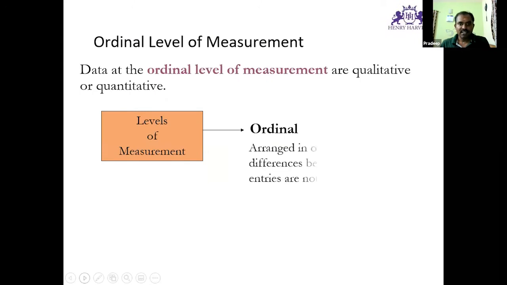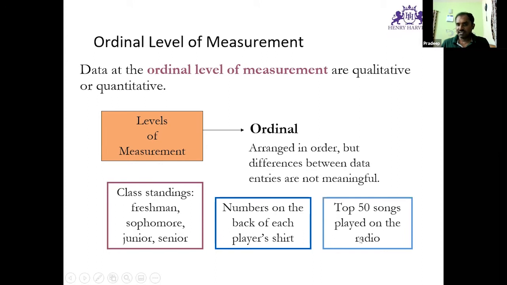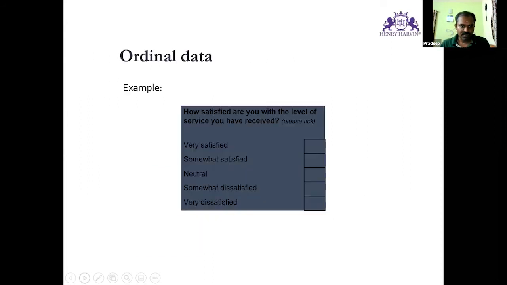Now, what do we mean by ordinal data? It can be arranged in order. For example, the top 50 songs of 2020, or top 10 movies, or top 10 people when it comes to performance. We can arrange them in some kind of order. That is called the ordinal level of measurement. In surveys you might have seen, how satisfied are you? Very satisfied, somewhat satisfied, neutral, somewhat dissatisfied, very dissatisfied. We can rate or rank accordingly. But there is a big challenge in this kind of survey or rating.